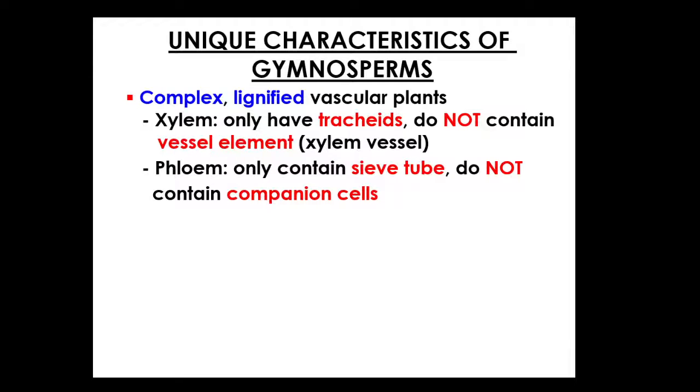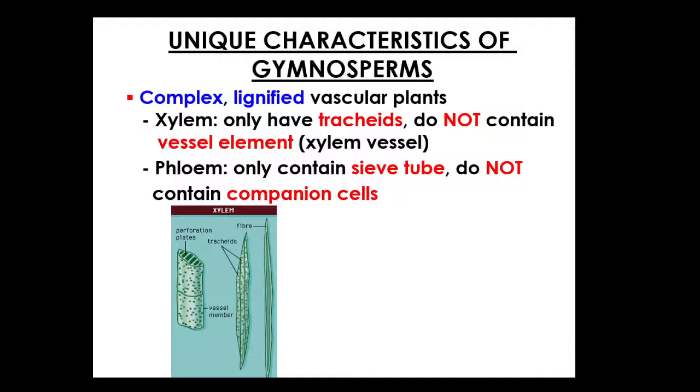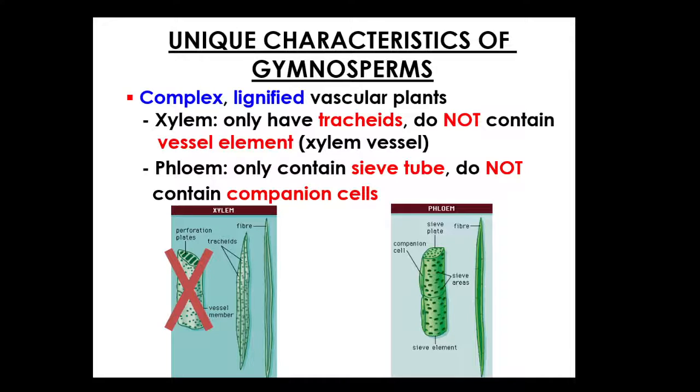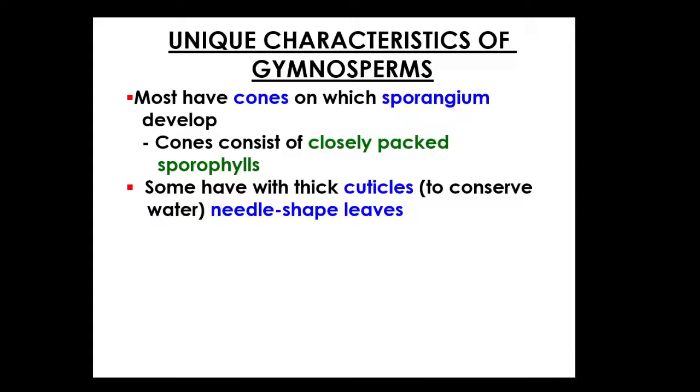Gymnosperms all have complex lignified tissues. They have xylem, but their xylem only has tracheids. They do not contain vessel elements. Their phloem only contains sieve tubes. It does not contain companion cells. So that's the difference. They have complex lignified vascular tissue, but the xylem only has tracheids and does not contain vessel elements, and the phloem contains sieve tubes and does not contain companion cells.